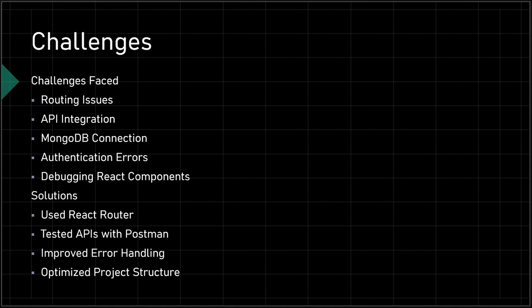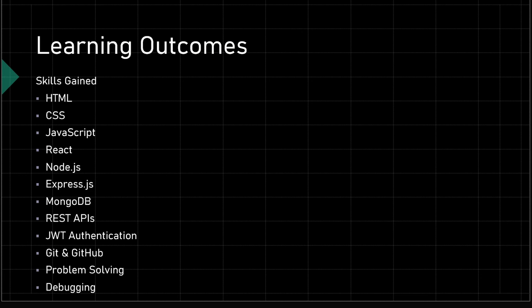Let's now see the challenges. The challenges faced were routing issues, API integration, MongoDB connection, authentication errors, and debugging React components. The solutions used were React Router, testing APIs with Postman, improved error handling, and optimized project structure.